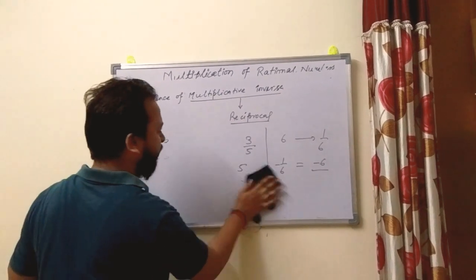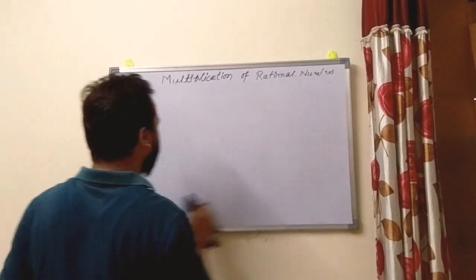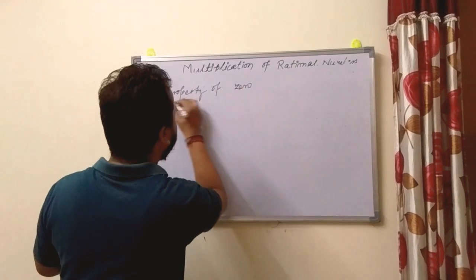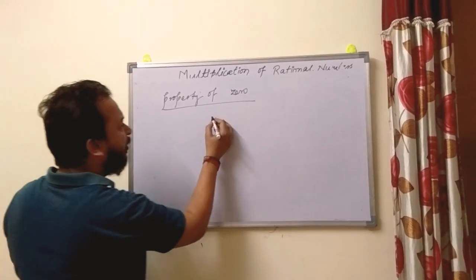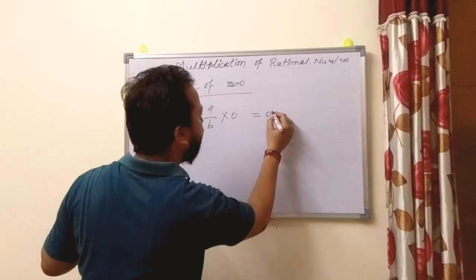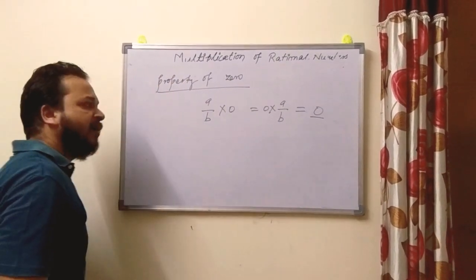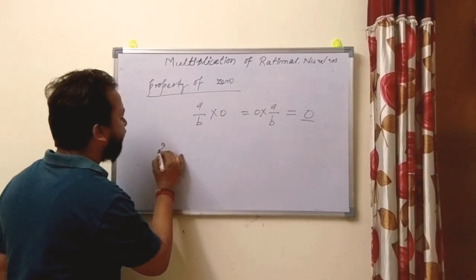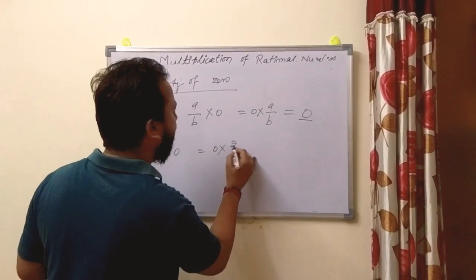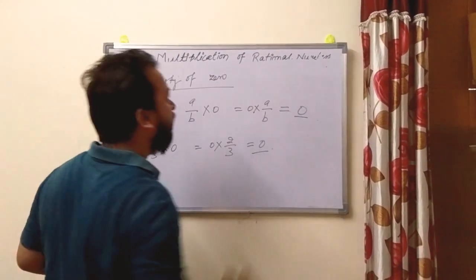Come to next property, that is the last property, property of 0. For any rational number, if we multiply with 0 or 0 is multiplied to any rational number, that becomes 0. For example, if 2 by 3 is multiplied with 0 or 0 is multiplied with 2 by 3, the answer is 0.